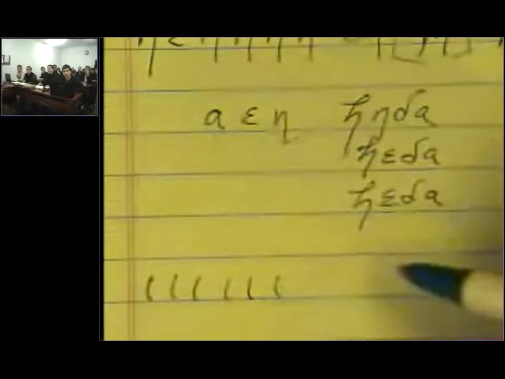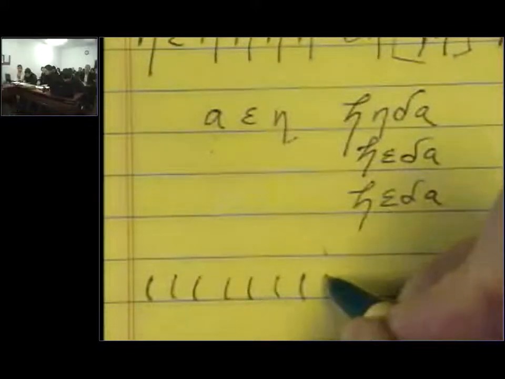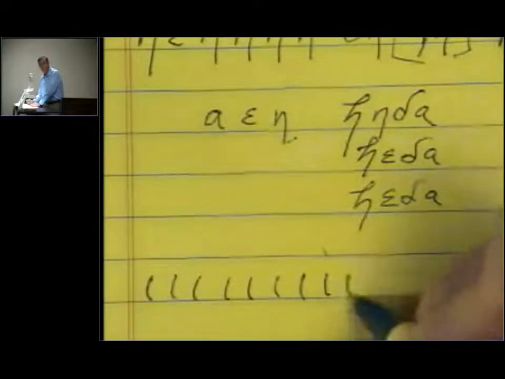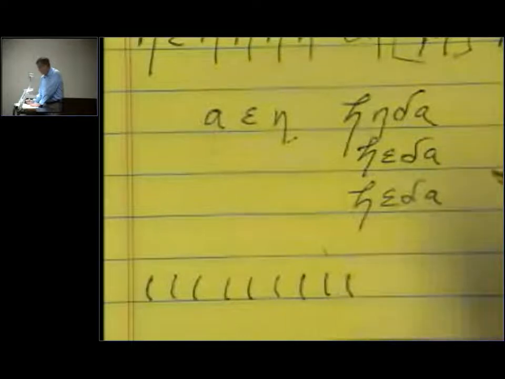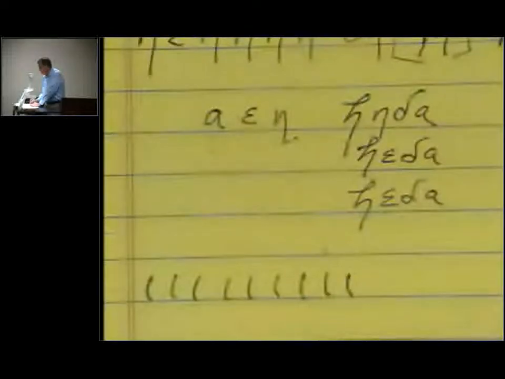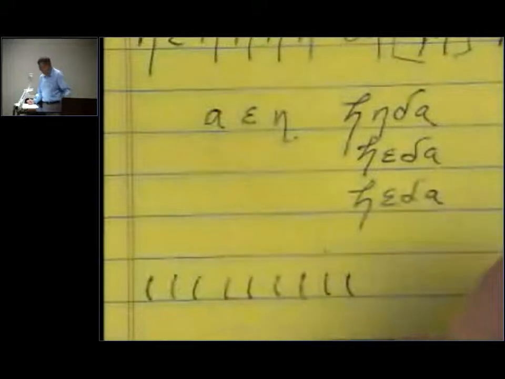Okay, the vowels are very important. This is iota. Okay? Let's do the next one. Kappa.